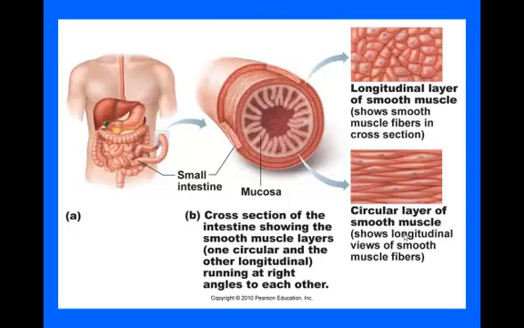All right, here's an illustration showing the intestines, and inside of it, you can see there is smooth muscle. Now, in the intestines, there's actually 2 layers of smooth muscle. One runs longitudinally, and one runs circularly. And what it is doing is moving the food through the intestinal tract by contracting.